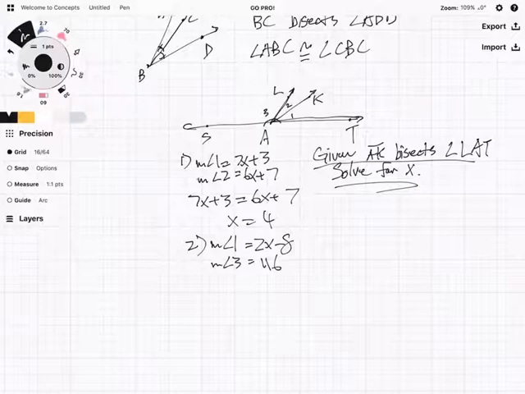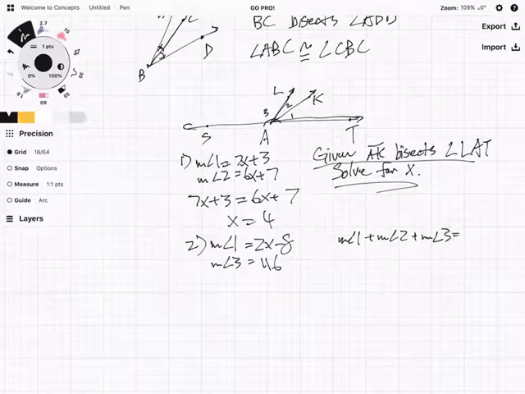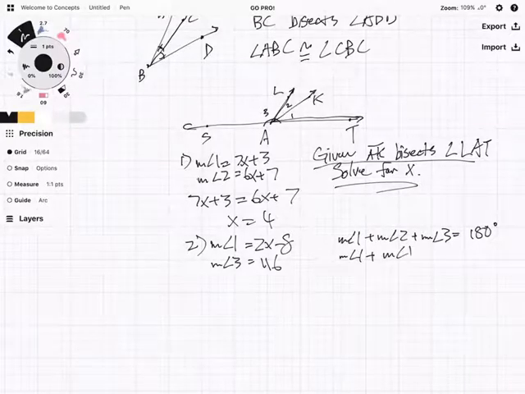If you've reached the answer by now, congratulations again. If you have not, you might want to listen in. We know that the measure of angle 1 plus the measure of angle 2 plus the measure of angle 3 equals 180 degrees. Since AK bisects angle LAT, the measure of angle 1 and the measure of angle 2 are going to be equal. So we can replace it as the measure of angle 1 plus the measure of angle 1 plus the measure of angle 3 equals 180 degrees, which makes it much more tolerable to solve.